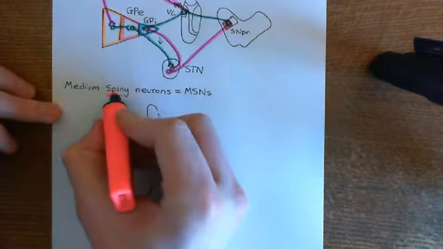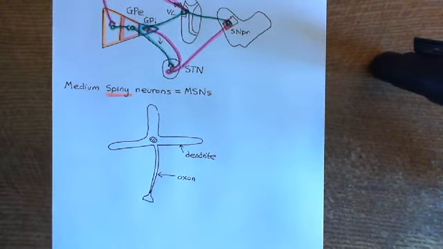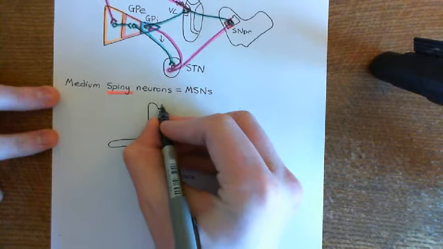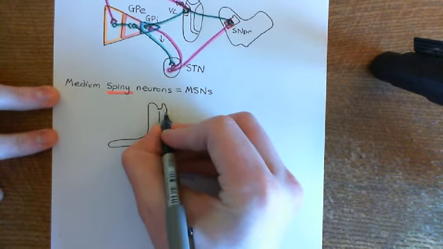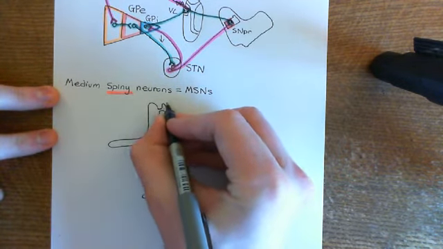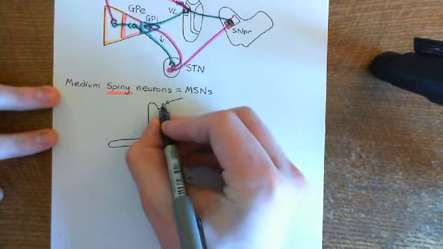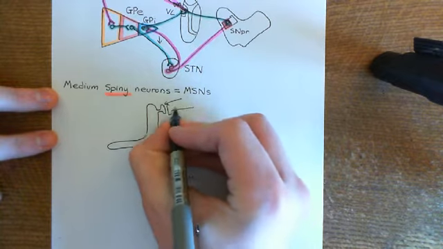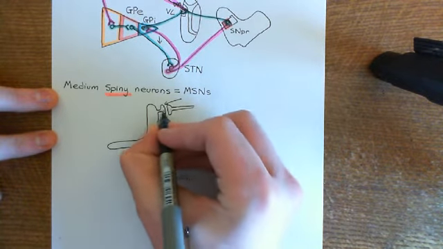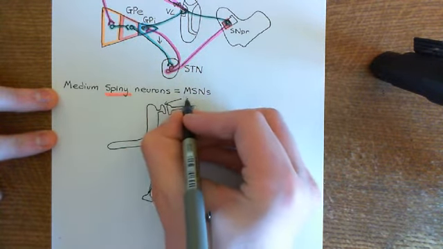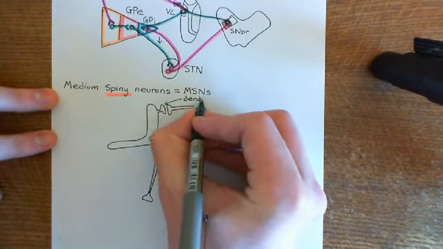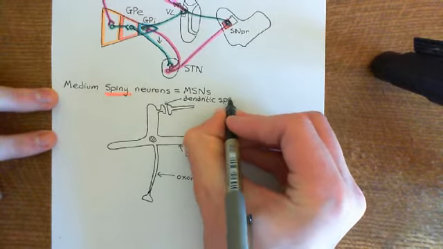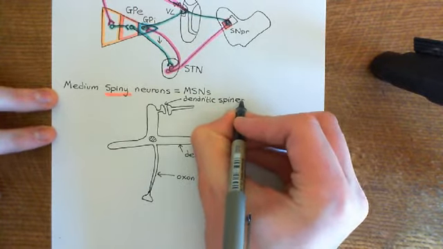Why are they called spiny? Well, this is because the dendrites are covered in dendritic spines. So a dendritic spine is a little process that looks like this, that comes off dendrites. And this is the process which is involved in synapses. So when you have an axon terminal from another neuron synapsing on your medium spiny neuron, it will synapse onto a dendritic spine.